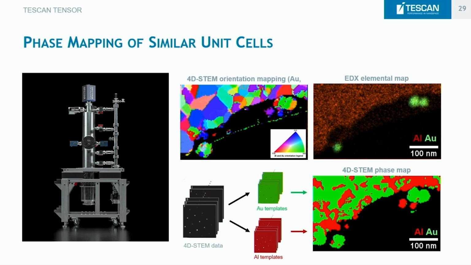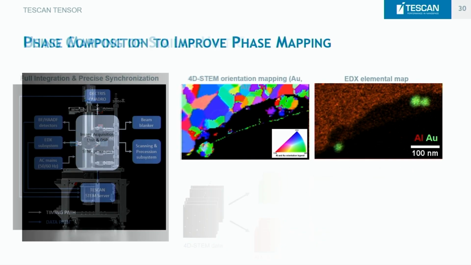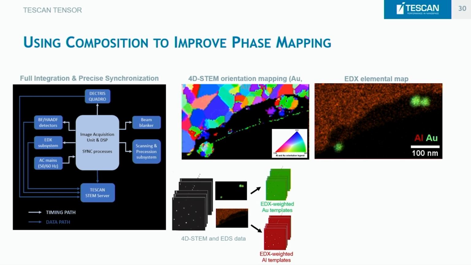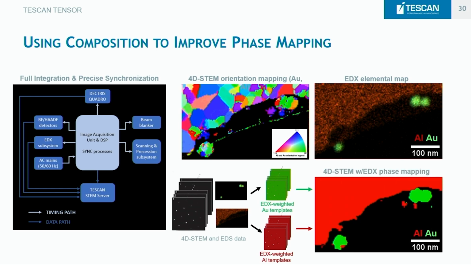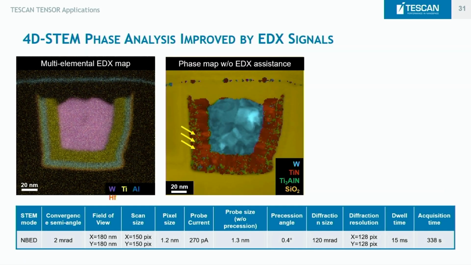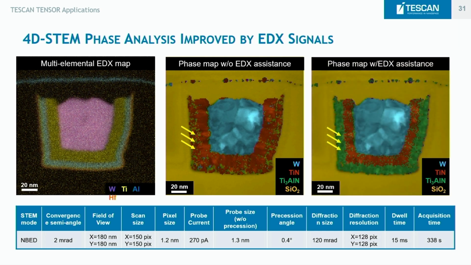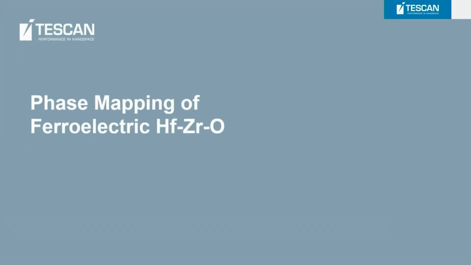So if you apply that chemical mapping to your templates, then because of the full integration of the system, we're allowed to do that. You can simultaneously gather all those signals, and then you get correct phase mapping. So if I jump back to our semiconductor example, we apply that same technique, and now you see that it gives very good differentiation of those two different films.